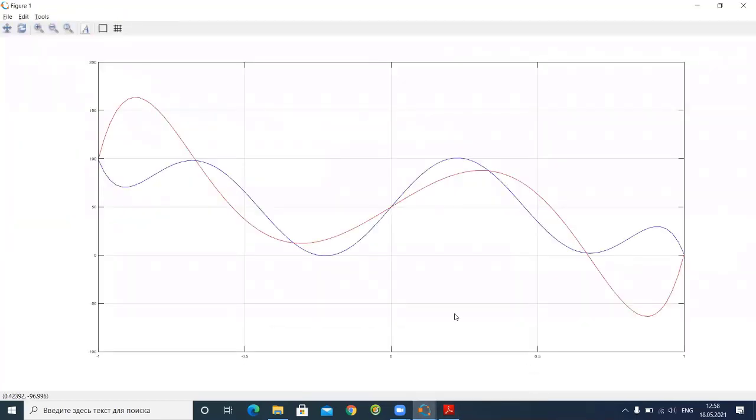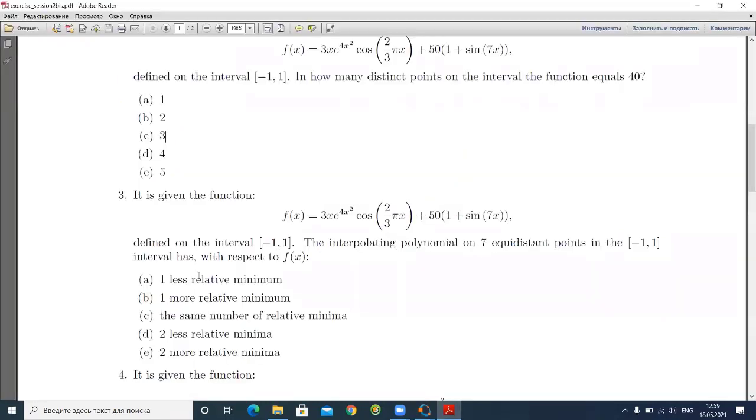So here we can see now these two graphs. The red one is polynomial interpolation. The blue one, what kind of function is it here? This is the given function. Yes, the graph of the given function. Okay, so how many relative minimums do we have here?